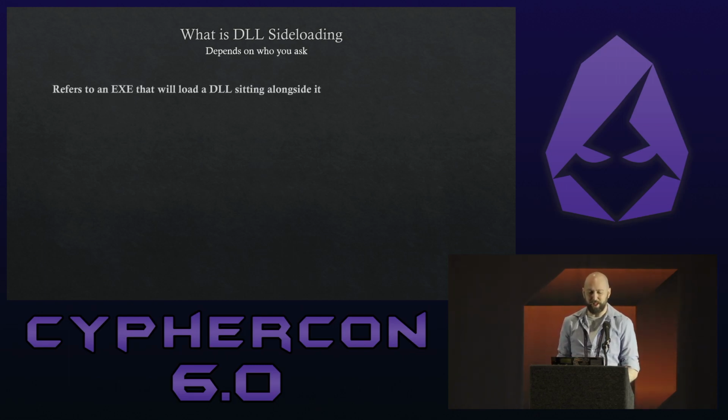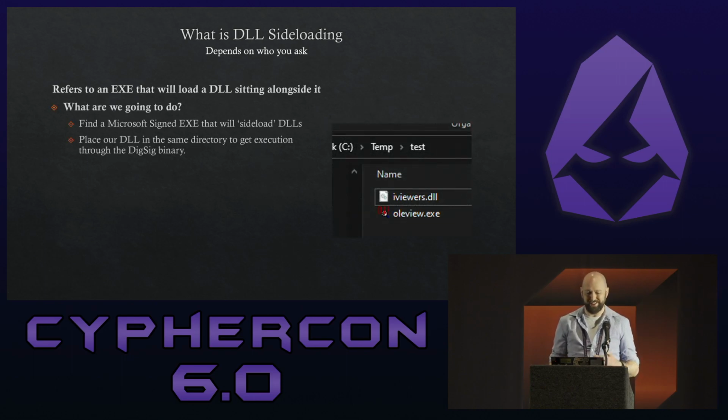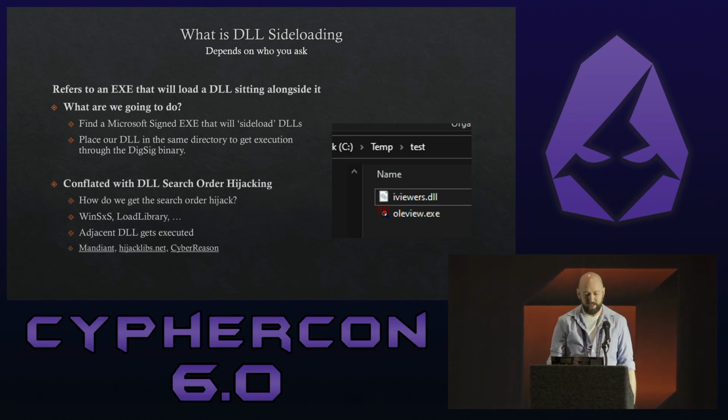So for the most part, if you read articles about DLL sideloading now, it just means an EXE that's going to load the DLL adjacent to it, right? So that's kind of what we're going to do. We're going to find a Microsoft signed binary that loads, or rather side loads, our DLL. We're going to place our DLL in the same directory of that, and we'll get execution through that signed binary. Like I said, it's kind of conflated with DLL search order hijacking. I think at the end of the day, nobody cares anymore. Like the DLL loads, whatever, right?